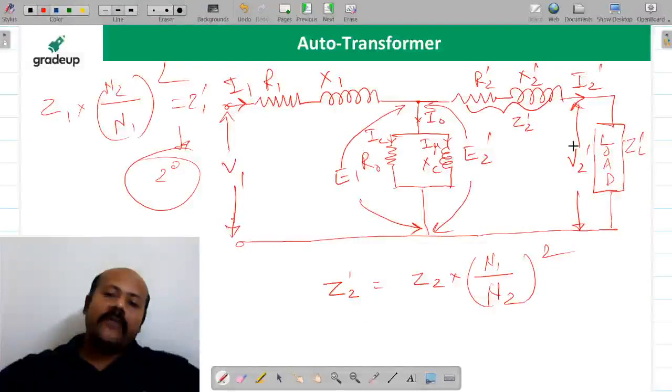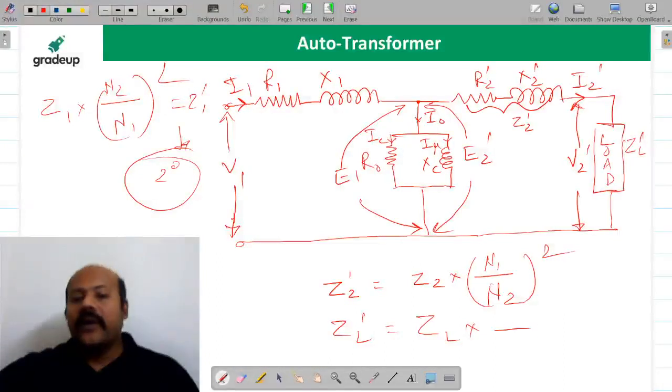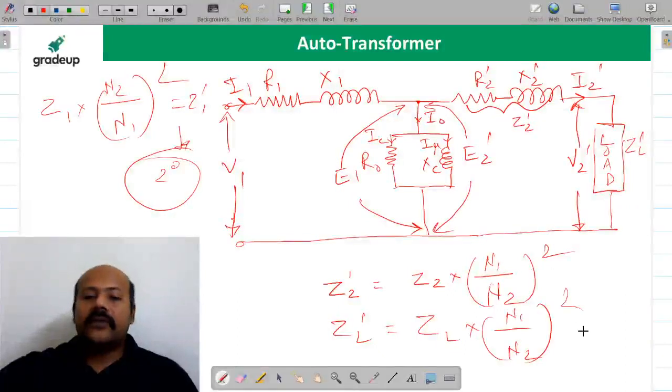Similarly, if you want to refer the load impedance ZL, so ZL dash is going to be how much? This is ZL. From where you are going? N2. Where you are going? N1. Just take the square.